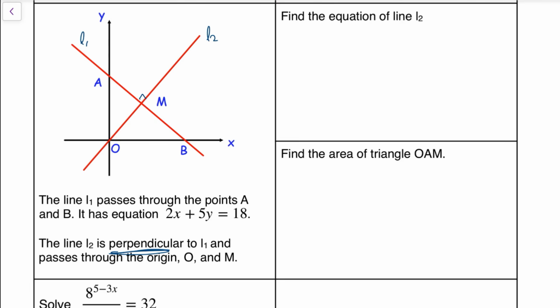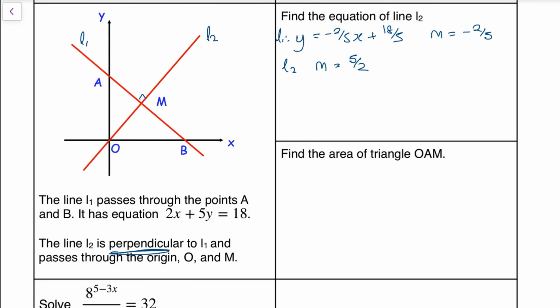Right, okay. Let's start by finding the gradient of L1 because I know the other line is perpendicular. So I'm going to rewrite L1, so it's clear what I'm doing. L1 can be written as y is equal to minus 2/5 x plus 18 over 5. In other words, m is equal to minus 2/5. And that, of course, is relevant because the gradient of L2 is equal to the negative reciprocal, which is plus 5 over 2.